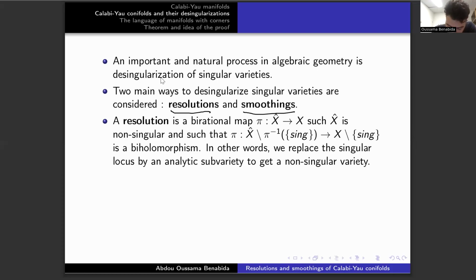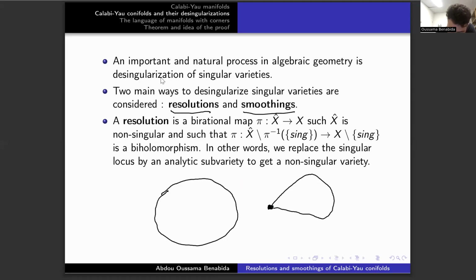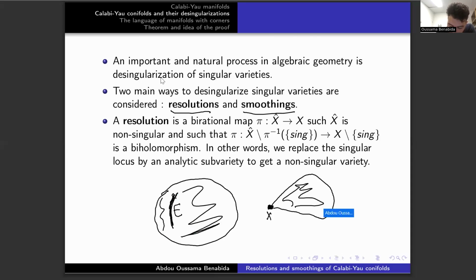A resolution, before looking at the definition, basically means that if we have a singularity like this, we want to replace the singularity by a subvariety. If this is the singular point x, we want to replace it by E. We keep everything else the same, elsewhere it remains the same, and such that the result is a smooth variety. If this is X, we call this X hat.